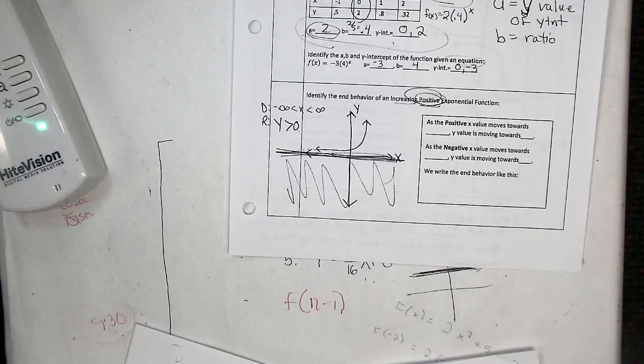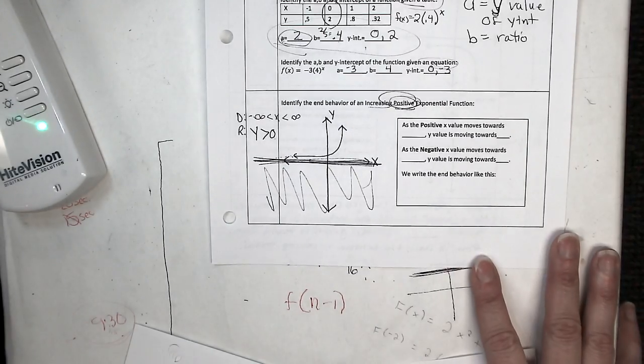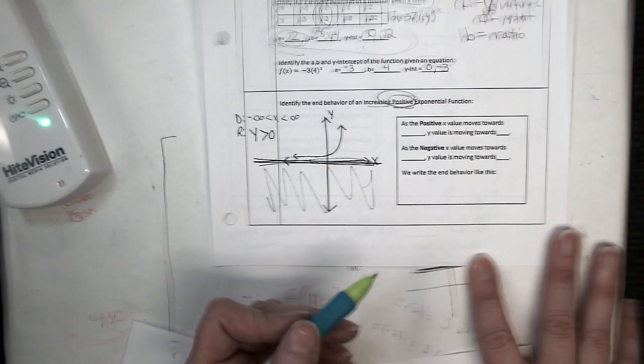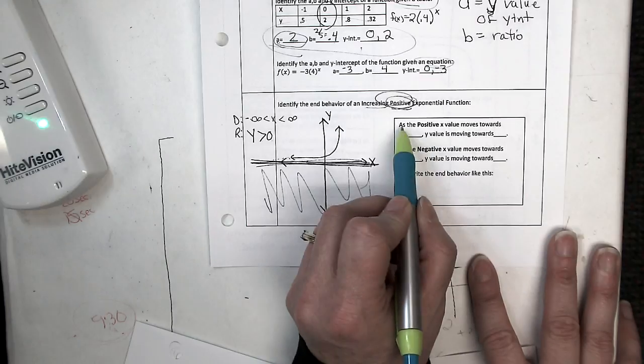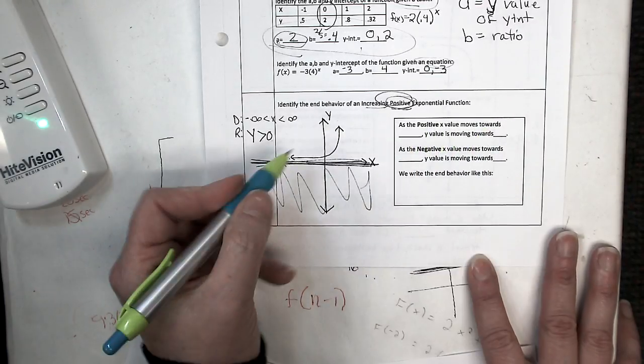So I wrote this out in the box to tell you exactly how to find the end behavior. So here's how you find the end behavior. You say to yourself, as the positive x value moves towards, so ready, here's my positive x value, and where is it moving towards? We know it's moving towards what? Infinite, so write infinite in there. What is the y value doing? Is it moving towards 0?